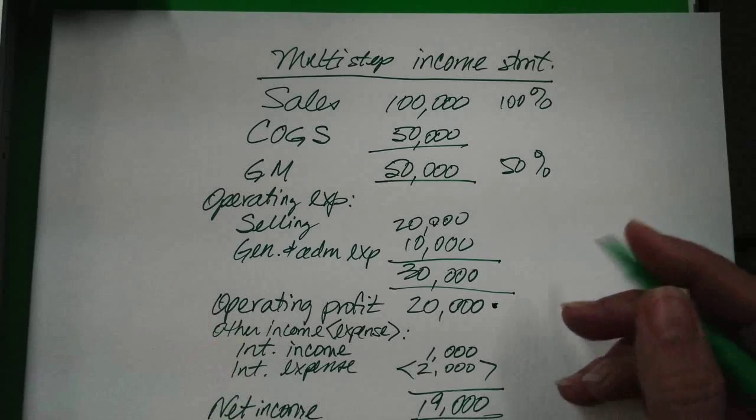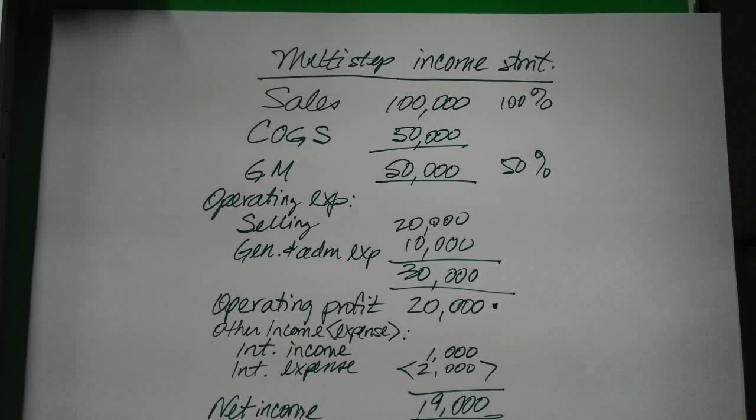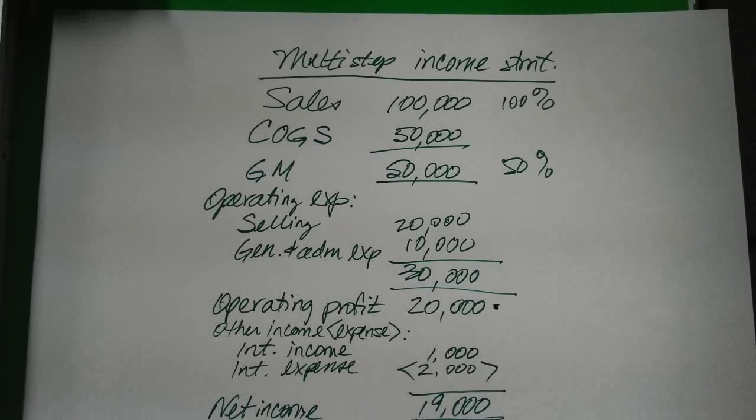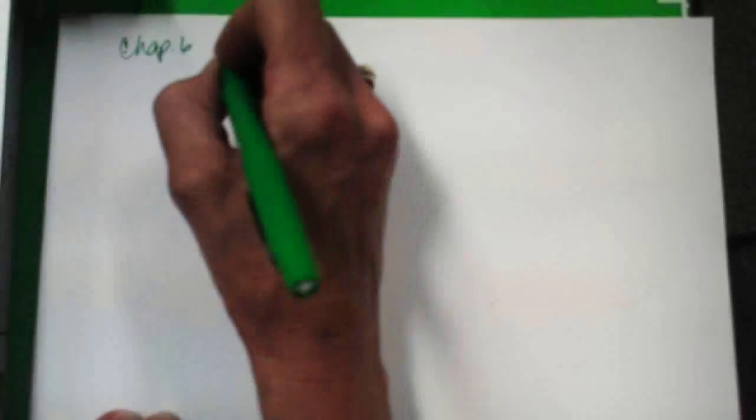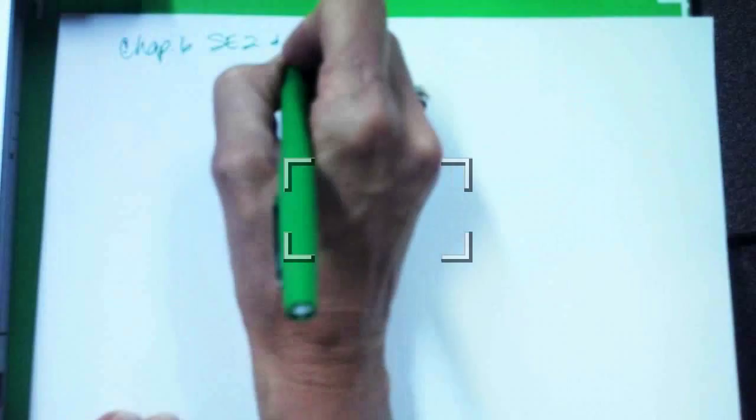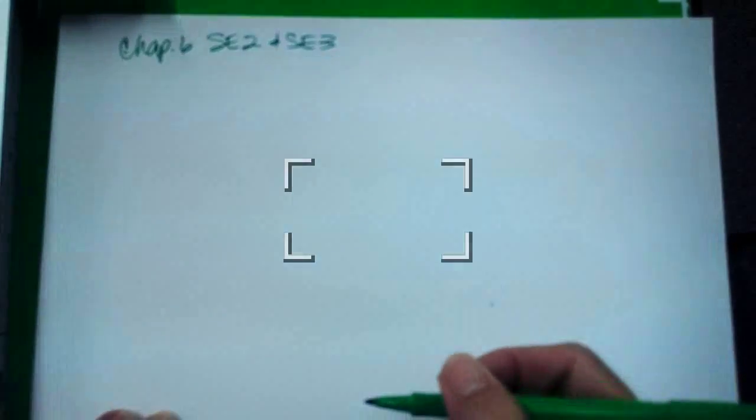Okay, so at this point in time, I want to do a short multi-step income statement. I'm going to do SE2 and SE3. This is Chapter 6, SE2 and SE3. I'm going to do them side by side so that we can look at the differences. It says to take the same information and do a single step and a multi-step income statement. So we're going to put them up side by side. First, we're going to do single step.